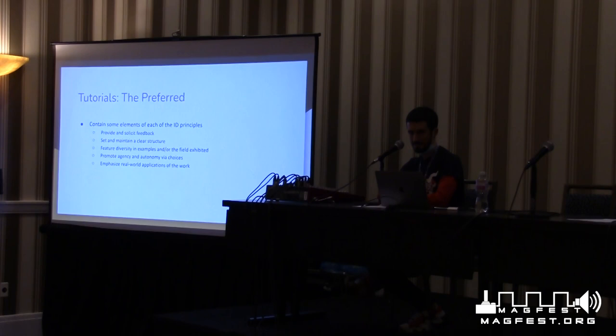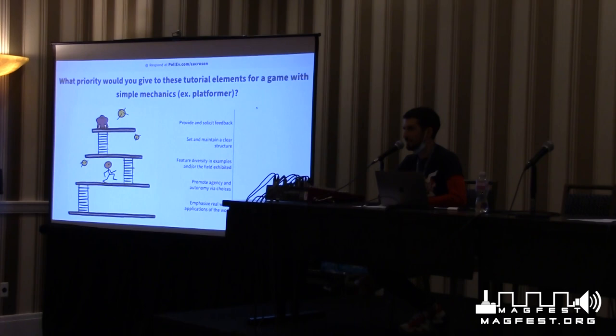So this is everything that we talked about together. The main elements of inclusive design: feedback, clear structure, diversity, agency, and emphasizing real-world applications. So what I'd really like to know from you guys is, which of these do you think is most important? Which of these fits best? So grab your devices, everyone. I sense some of you see another poll coming on. Let's all put our heads together, metaphorically, because that would hurt otherwise.